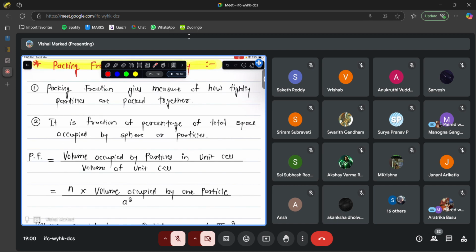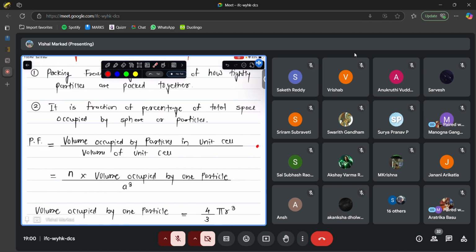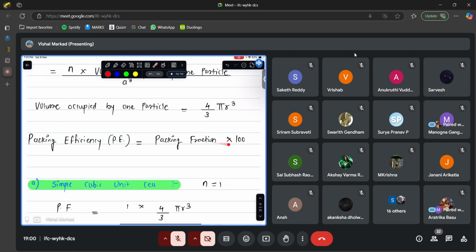Efficiency. If I do not multiply here with 100, then it is packing fraction. But if I multiply here with 100, then it is packing efficiency. So when it comes to efficiency, it is in terms of percentage, while the fraction is fraction only. So if I multiply the fraction with 100, then it gives packing efficiency.